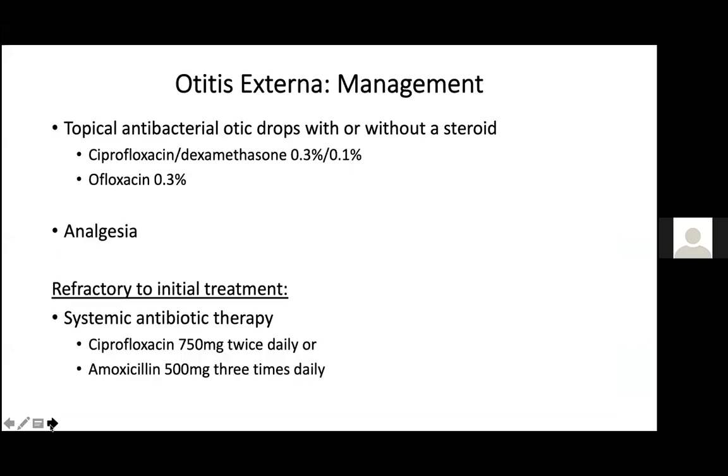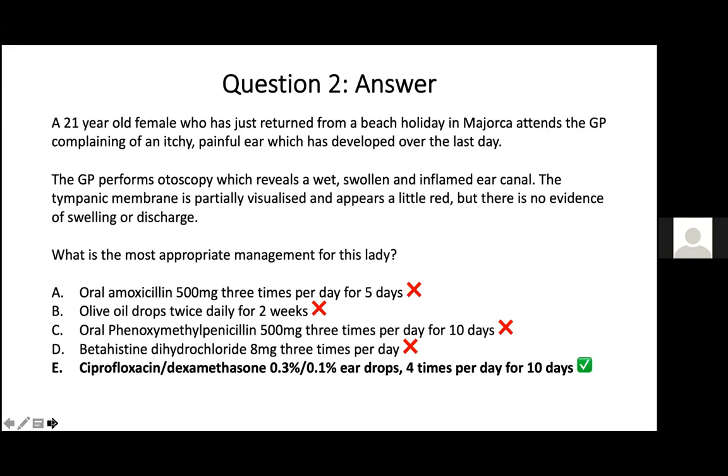In terms of management of otitis externa, we normally treat that with topical antimicrobial ear drops, with or without a steroid if there is bad swelling of the eardrum. We typically use ciprofloxacin dexamethasone, and that is just ear drops placed into the ear multiple times a day. In some cases, we use ofloxacin, and a mainstay is simple analgesia, so paracetamol, ibuprofen. For those people that this doesn't clear up, we can think about systemic antibiotic therapy, and we'd normally prescribe something like Cipro or amoxicillin.